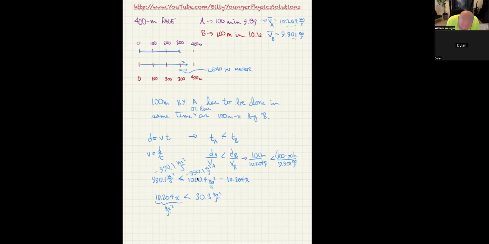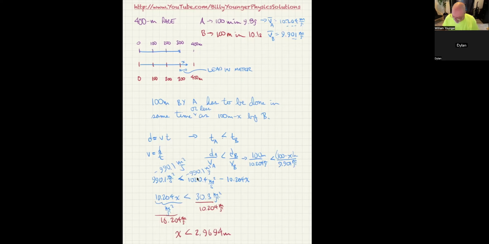So now I'm going to divide both sides by 10.204. And of course, that has units of meters per second like that. And of course, that'll just give us just plain meters. So I'll say 30.3 divided by 10.204. And that gives me 2.96. So X is less than 2.9694 meters.